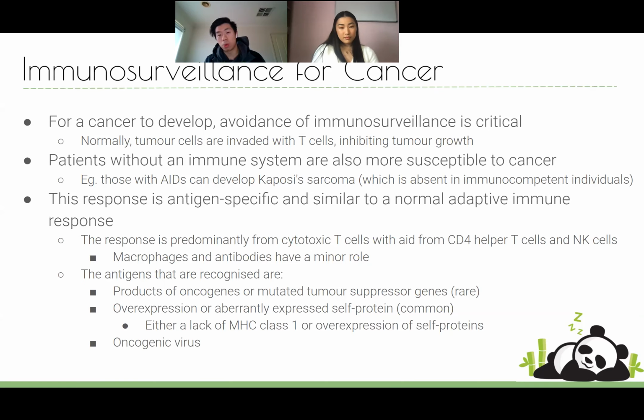So patients without an immune system are therefore more susceptible to cancers, such as those with AIDS, who can develop Kaposi sarcoma, which is one of those AIDS-defining illnesses, which is completely absent in the immunocompetent individual population. They don't really happen in there. You can never say never, but they don't really ever happen.